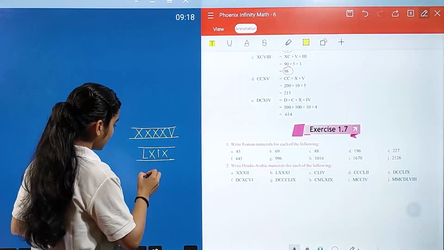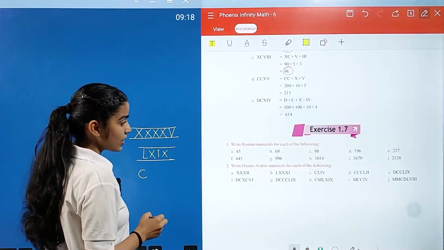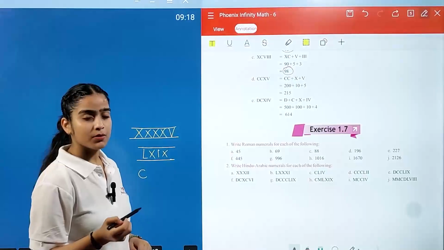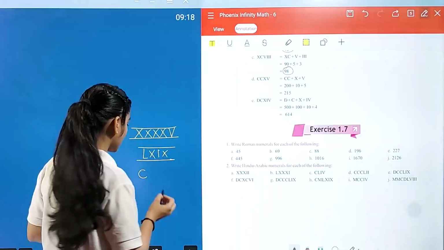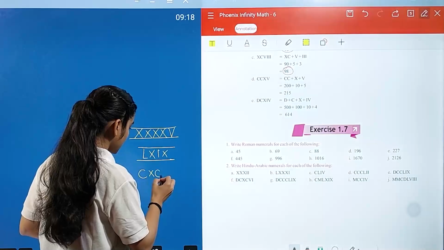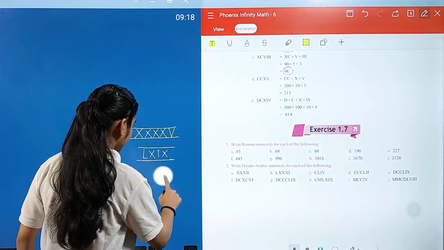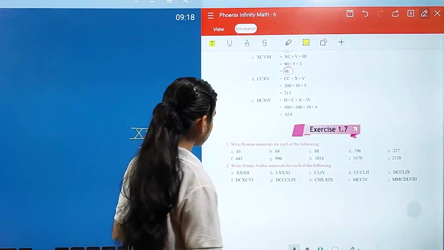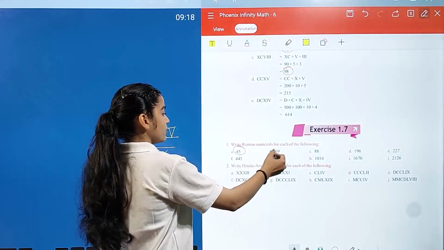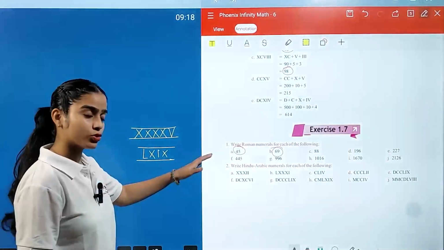For 88, we have to represent first 100, which is your C. Now we have to subtract from C. How many do we have to subtract? 90 and then 90 plus 2. So how can we represent 2? X, C and II. A little mistake happened, let me just explain two of them. So this is your representation for 45 and 69. Similarly, you have to represent the rest of the numbers in question number 1.